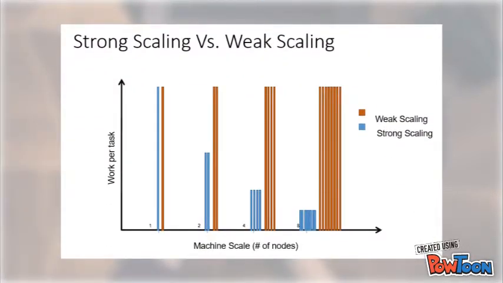This is the graph of strong scaling versus weak scaling. You can see weak scaling is the brown color and strong scaling is the blue color.